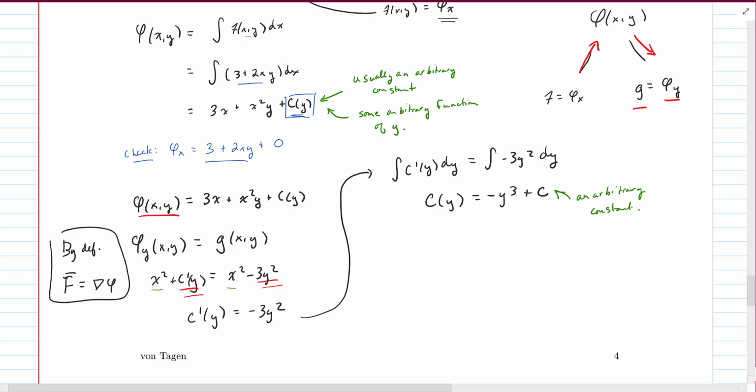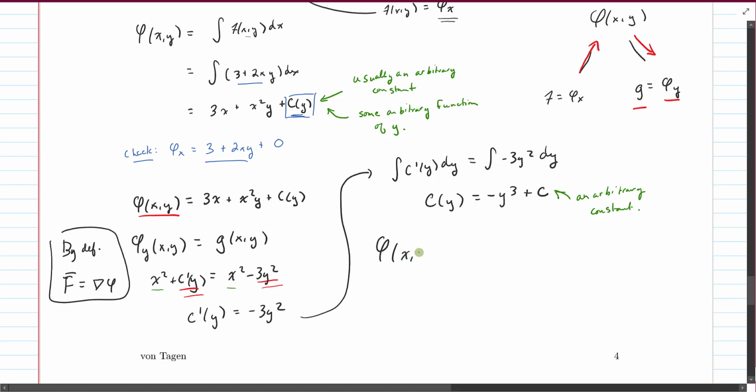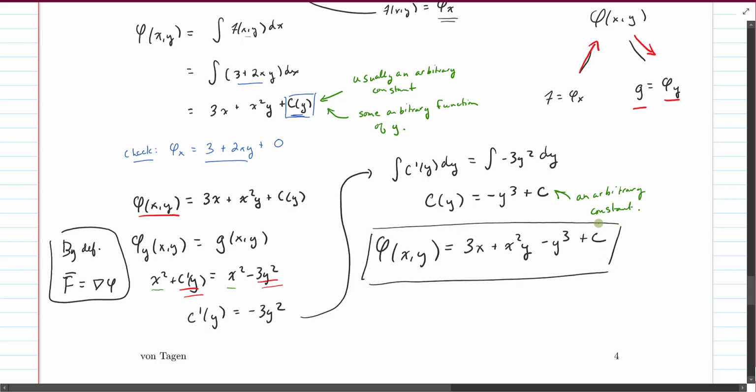So at long last, we can say that our original phi of x y that this came from would be 3x plus x squared y. We knew all of that from our original integration step, and then we just found that the part of the expression that depends just on the variable y is this minus y cubed, and then if you want to think of it this way, we just tack on an arbitrary constant, the way you always did in Calc 1 when you were taking a generic antiderivative.